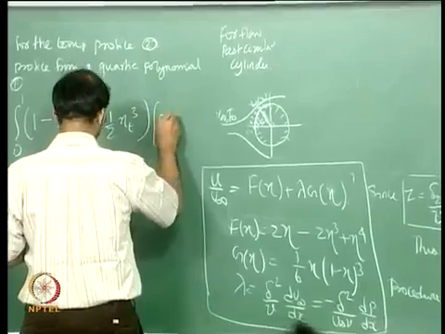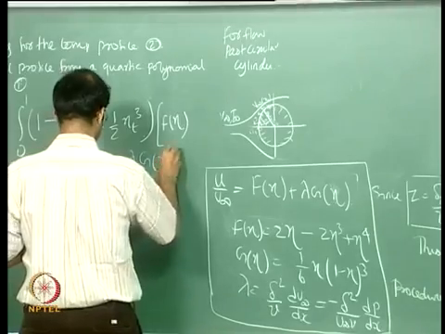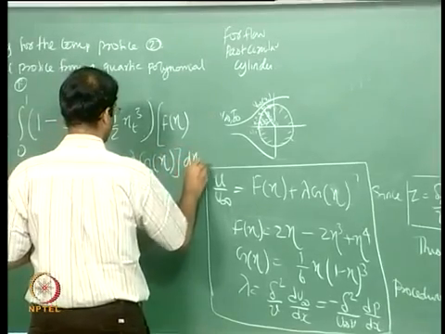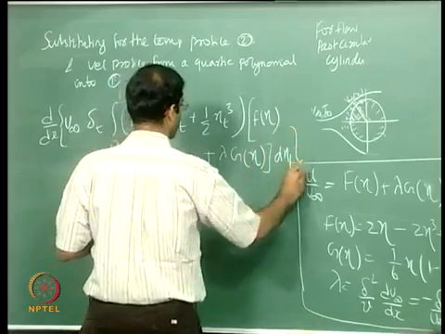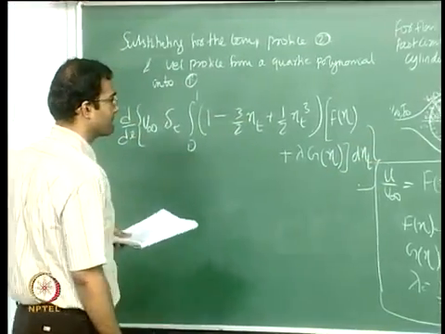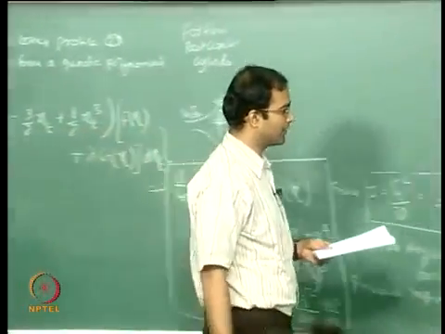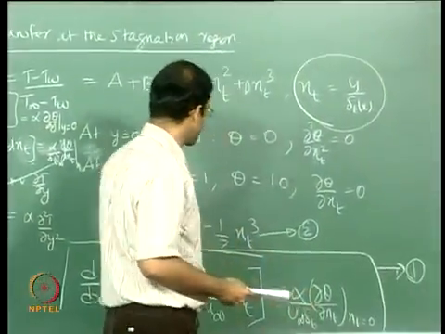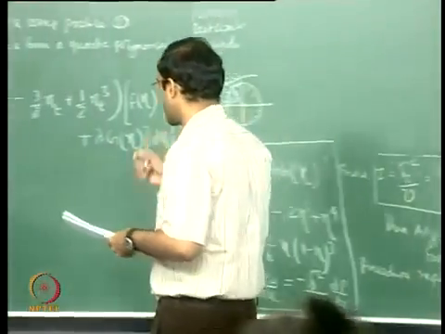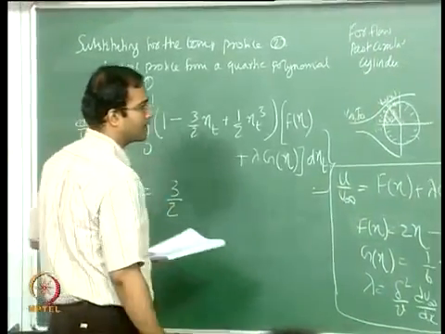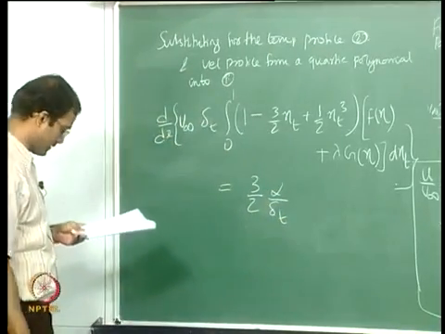So this will be f of eta plus lambda g of eta, d eta t. D eta t is the variable with which you are integrating, and that is it. Okay, so this is your left hand side basically. On the right hand side this will be equal to alpha by u infinity, which I have taken to the left hand side, you have d theta by d eta t. So from this profile, what is d theta by d eta t at eta t equal to 0? 3 by 2, and you have already alpha by delta t. Okay, so this will be your equation.